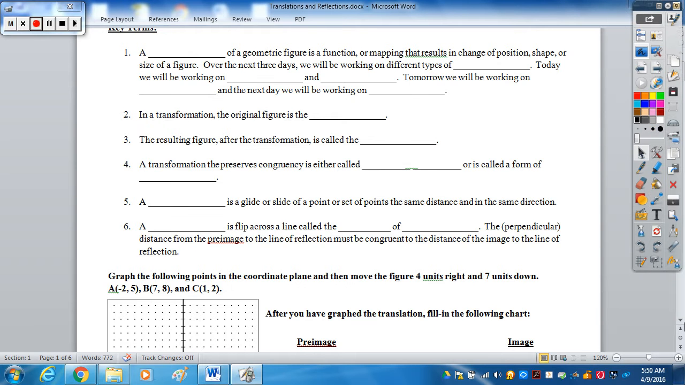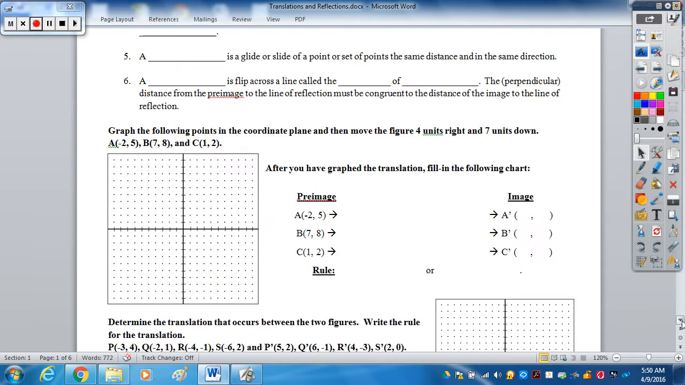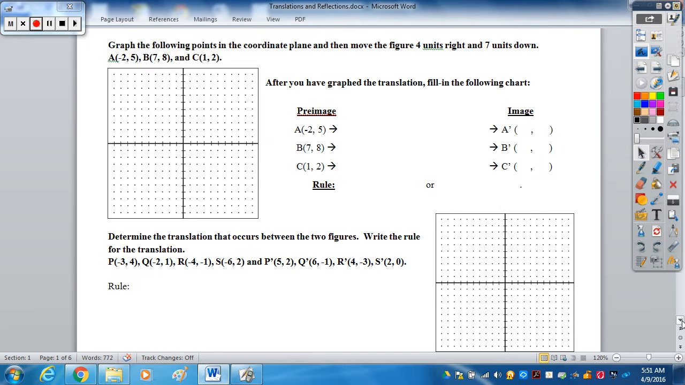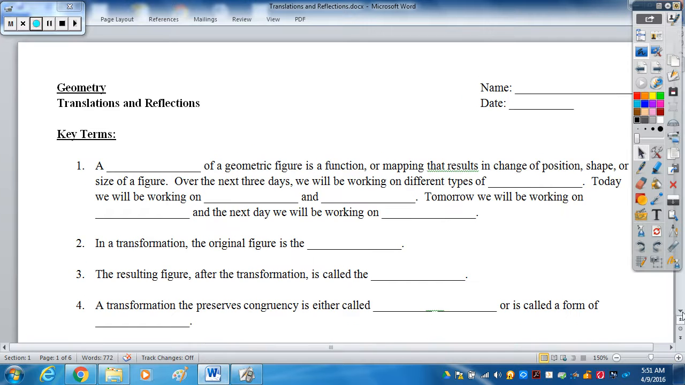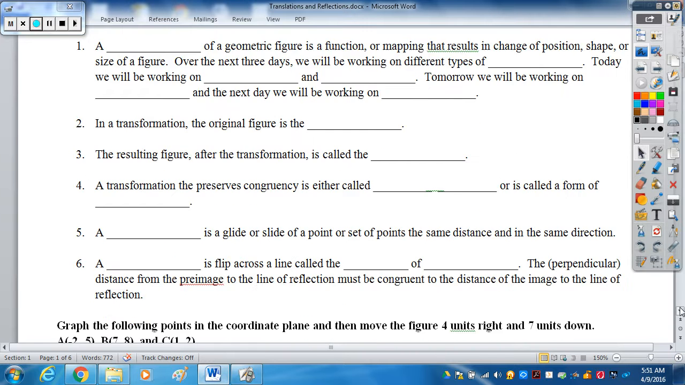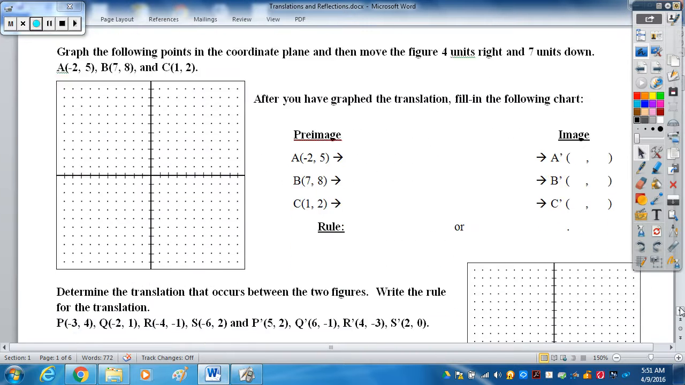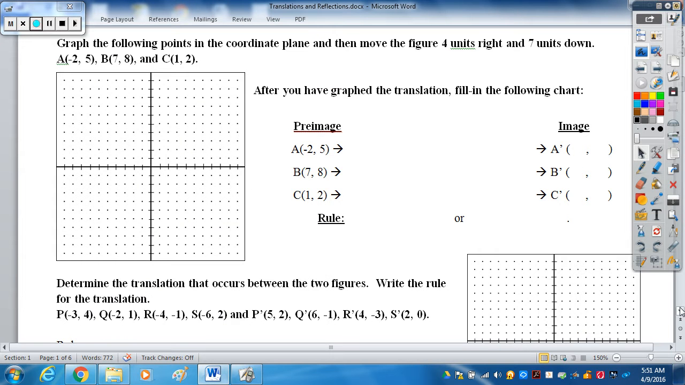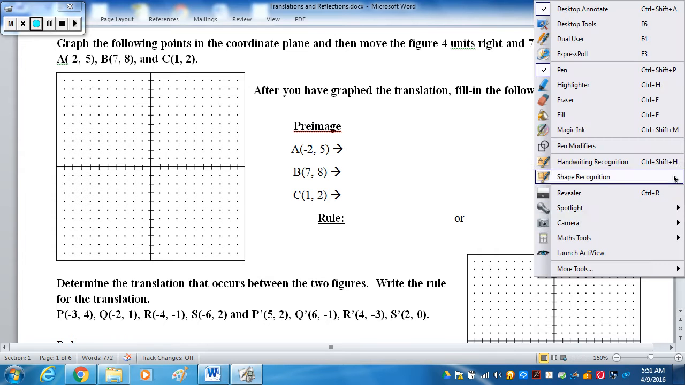Here we go. In looking at the first problem here, I want you to go ahead and graph those first 3 points for me. So make this a little bigger. Okay, go ahead and graph those first 3 points and connect them for me. Actually, you know what?